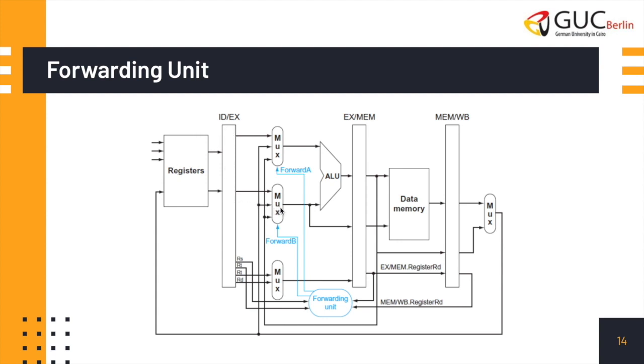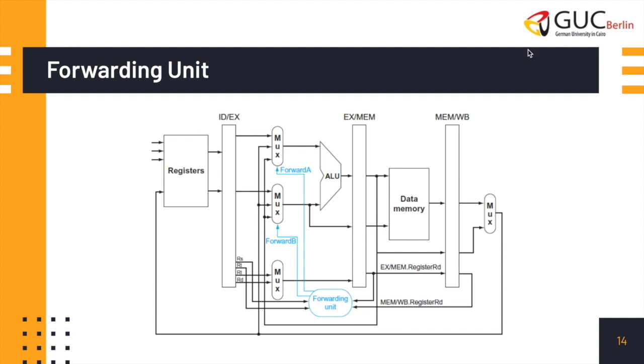If the forward B is 0, 1, I'm going to take the value of RD from the mem/write back register to become the second ALU operand. If the forward B is 1, 0, I'm going to take the value of the EX/mem RD, the RD of the EX/mem, to become the second operand for the ALU.